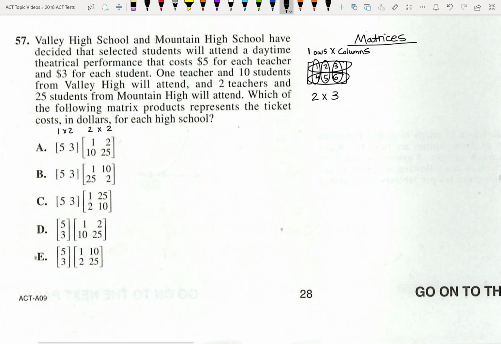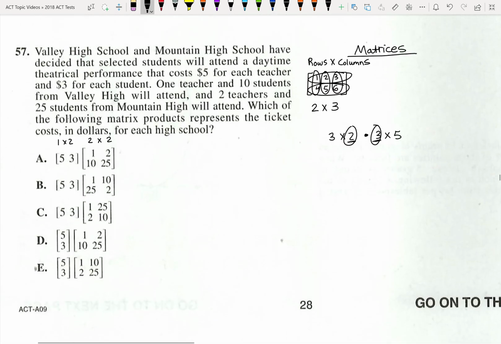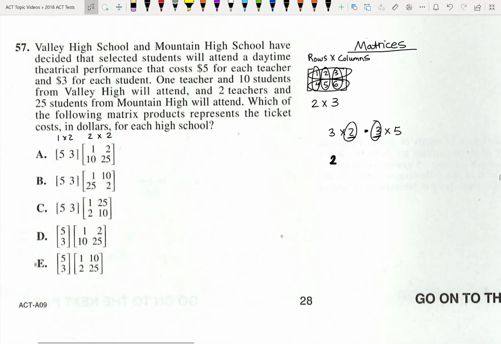of the second. So what I mean by that is if I have a 3 by 2 matrix and I'm trying to multiply it by a 3 by 5 matrix, that does not work, and the reason is these don't match up. The columns of the first one need to match the rows of the second, otherwise you can't multiply in the first place.